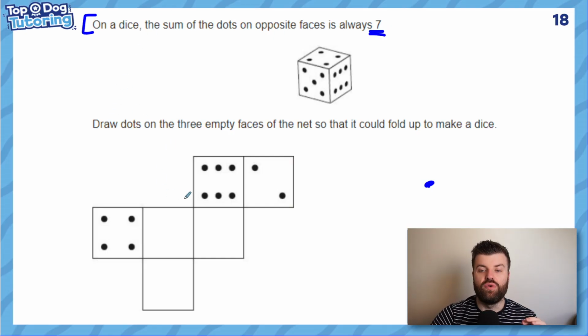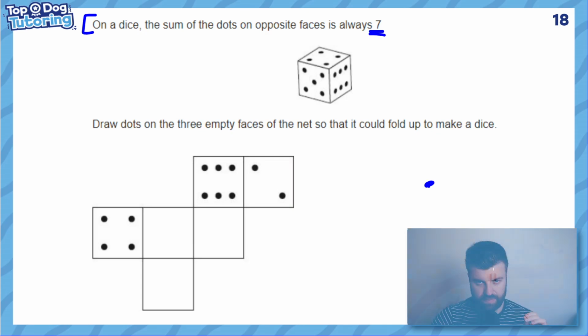So using that rule, draw dots on these empty faces to show how the dice would be made up. Remember, opposite faces always add up to 7. Have a go and I'll tell you the trick.